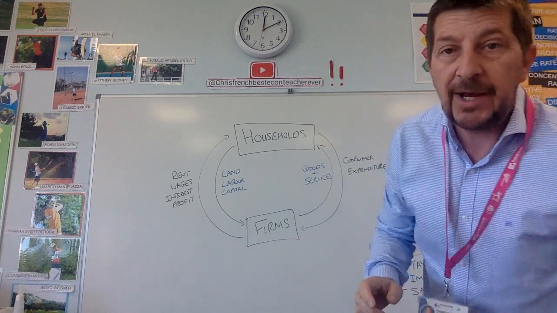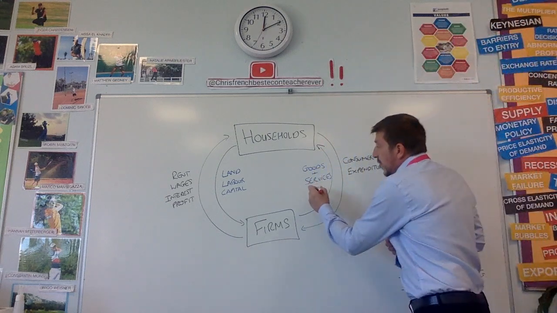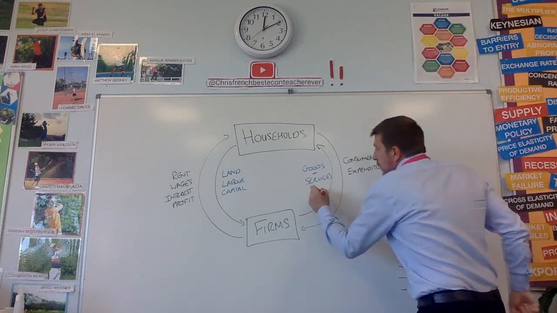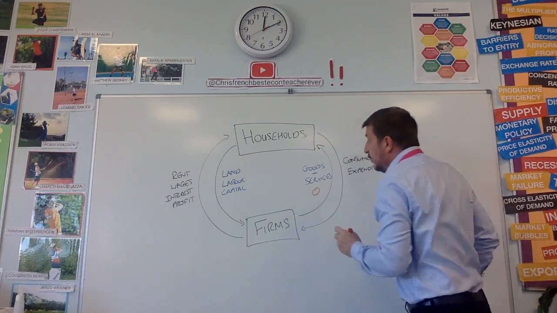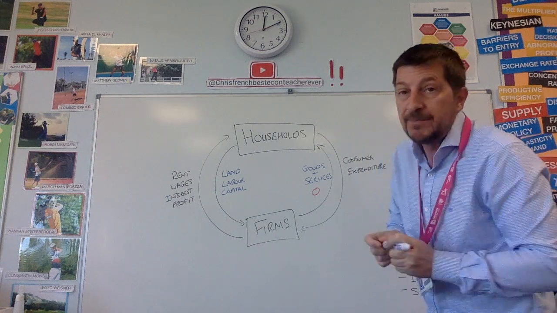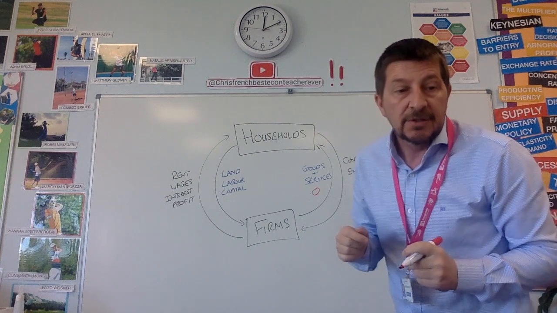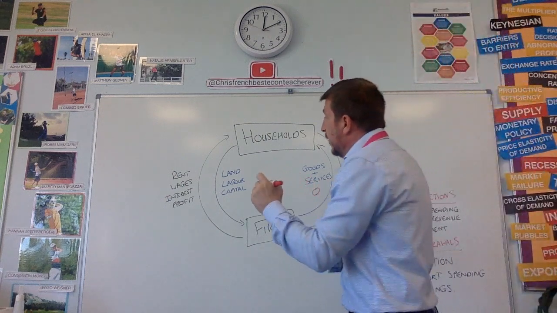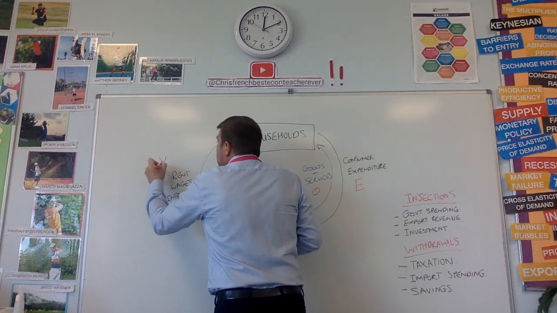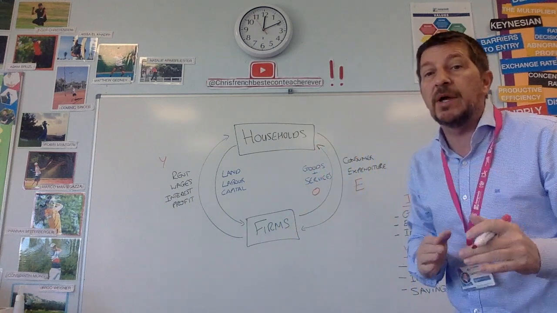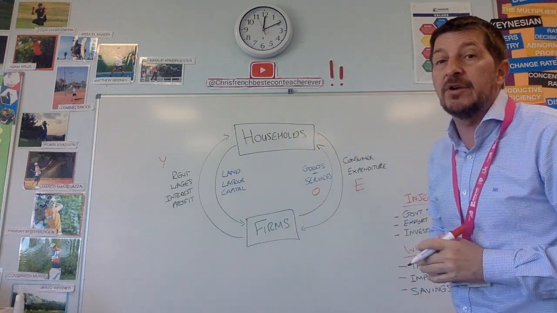So if we were to highlight these three: the output method, we'll use a letter O to signify that. We've got the expenditure method, we'll use the letter E to demonstrate that. And we've got the income method, where we're going to use the letter Y to demonstrate that. So we've got three different ways of measuring the size of this economy.